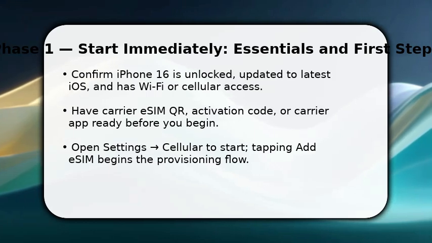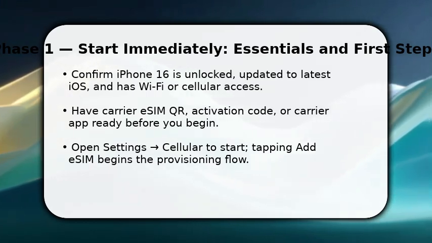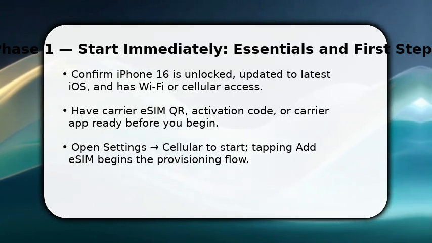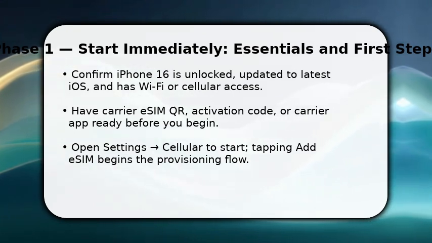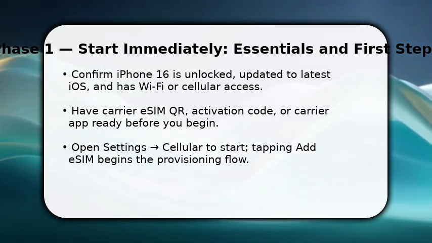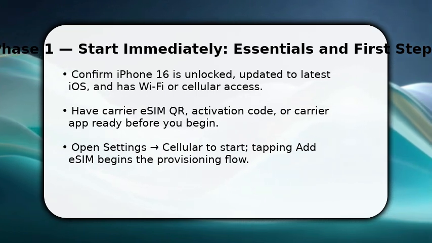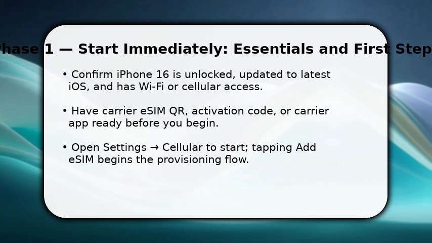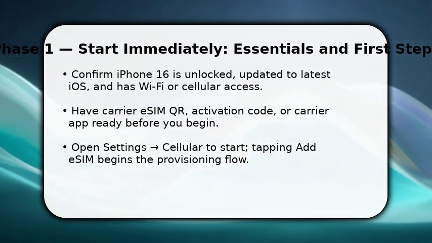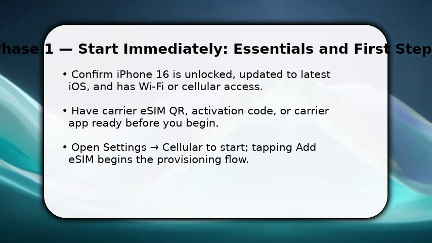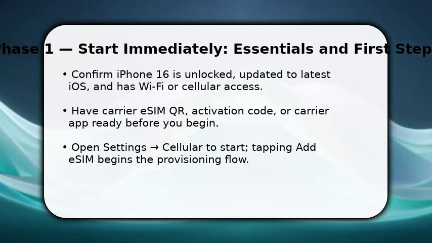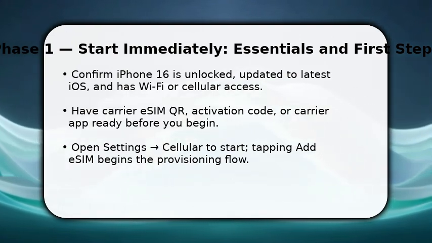You begin by confirming essentials. Your iPhone 16 is unlocked and on the latest iOS, and you have Wi-Fi or cellular. Once done, get the carrier eSIM QR activation code or carrier app in hand so you won't interrupt activation. Now open Settings and tap Cellular. Make sure to tap Add eSIM to start the process. This initiates the phone's scanner and carrier handshake. Why this matters? eSIM provisioning requires secure exchange, so doing these steps first prevents failed activations.